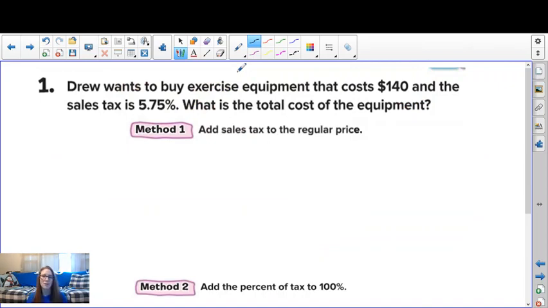She wants to buy exercise equipment that costs $140 and the sales tax is 5.75%. What is the additional cost of the equipment? Okay, there's two different methods to approach this problem. I think method 2 is easier because it takes fewer steps, and that's probably what I will continue working on. But if you need to do the double steps, by all means do it and continue to approach the problem as such. They're not different. They get you the same answer. It's not wrong. It's just different.